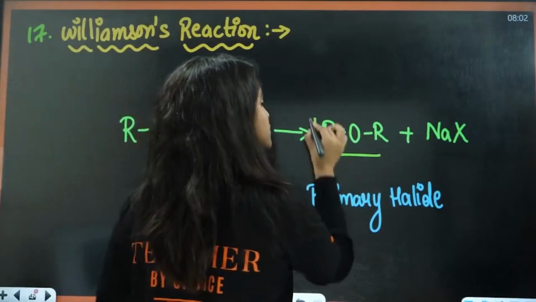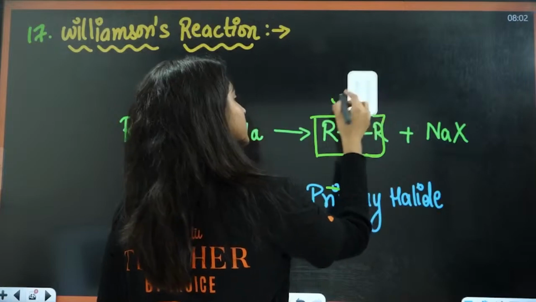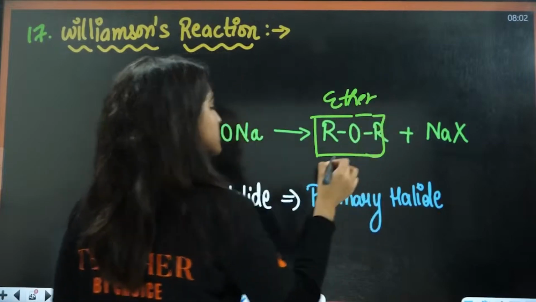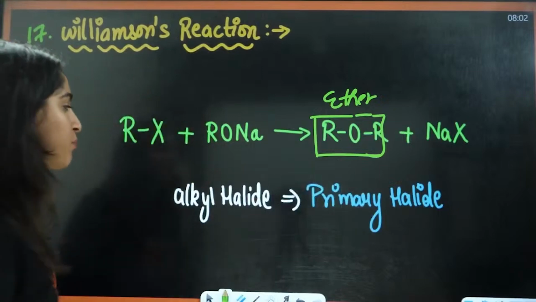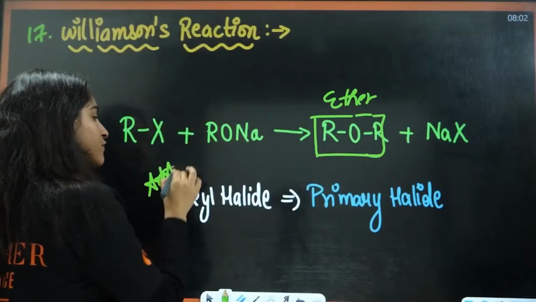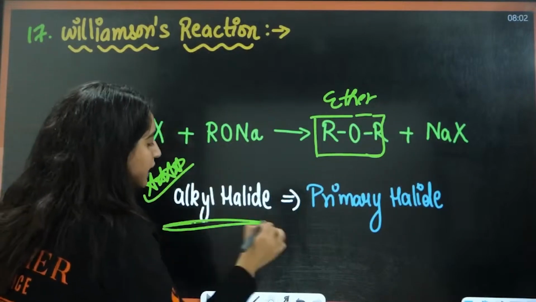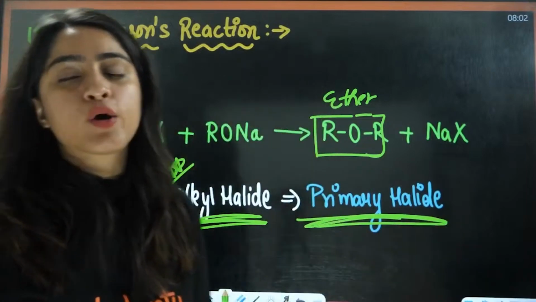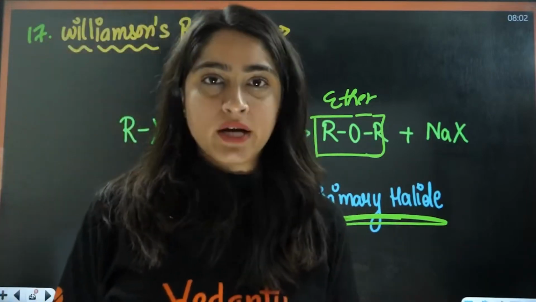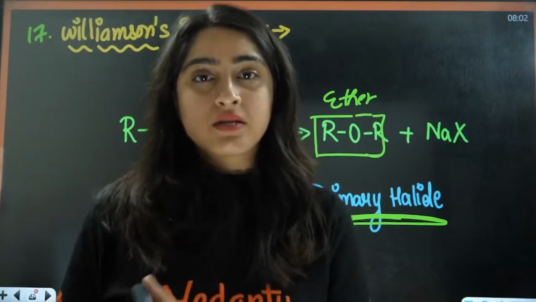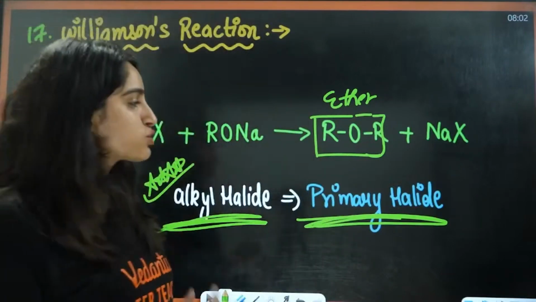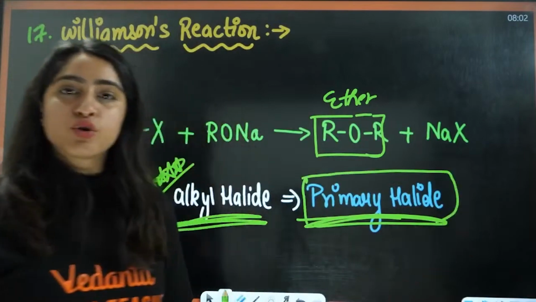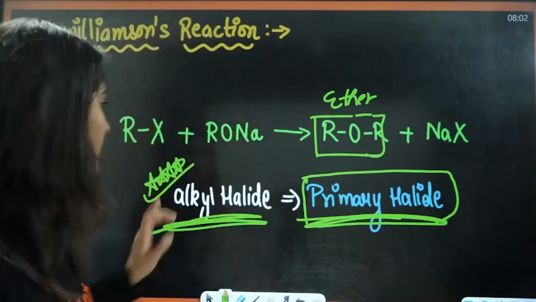Here you have the formation of ether. And one very important thing here: the alkyl halide should be a primary halide. Because this will follow a transition state mechanism, that is the SN2 mechanism, it should have less steric hindrance. That is why the alkyl halide should always be a primary halide here, right?